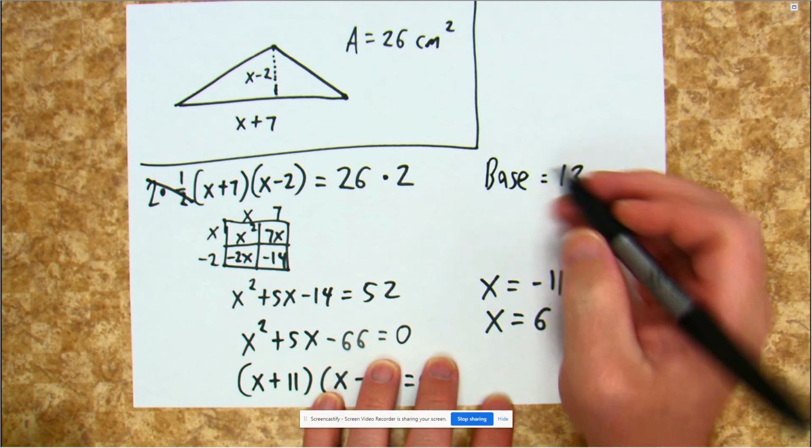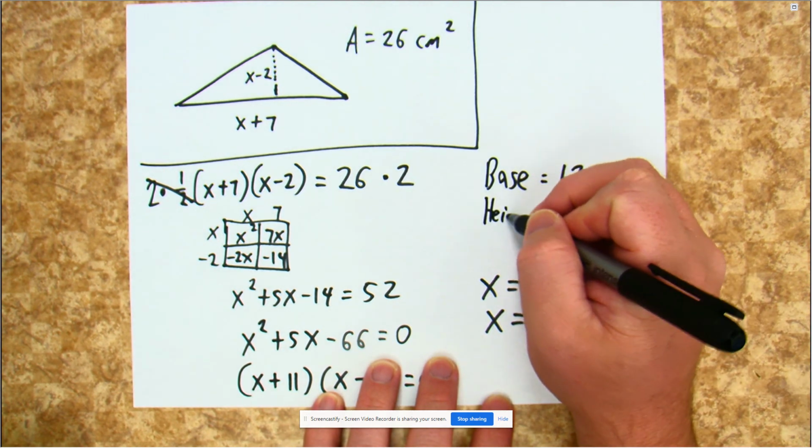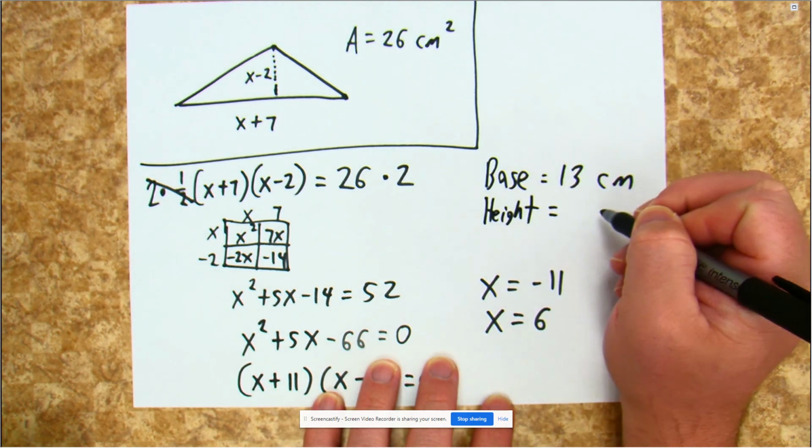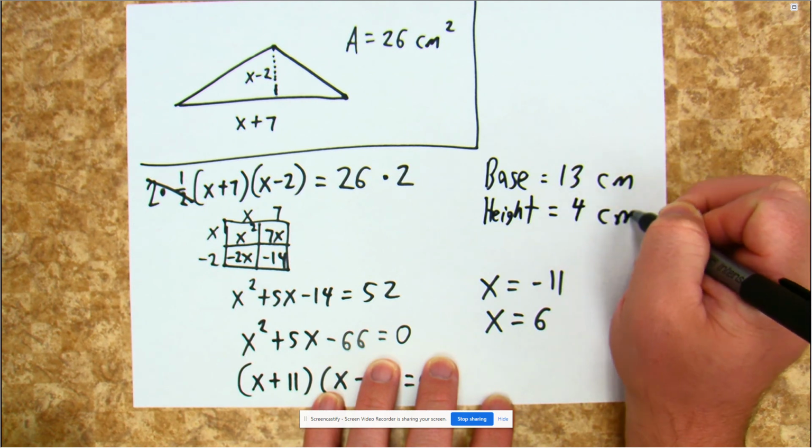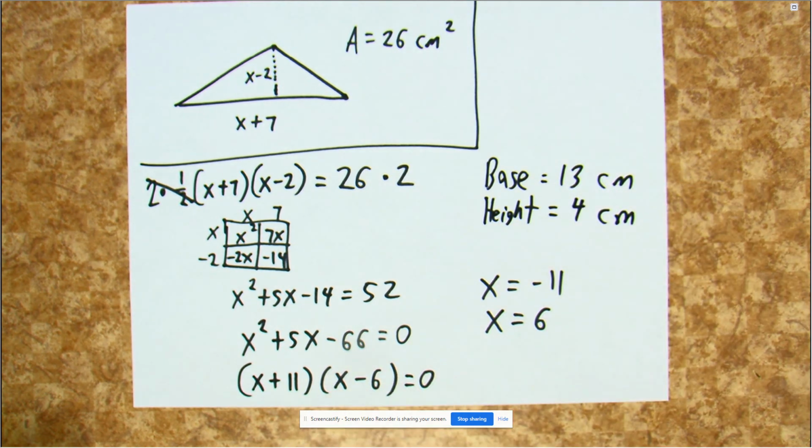If you wanted to, you could also talk about the height, even though it didn't ask you for it. You get 4 centimeters when you plug that 6 back in. And again, 1/2 base times height. 13 times 4 is 52, times 1/2 is 26.